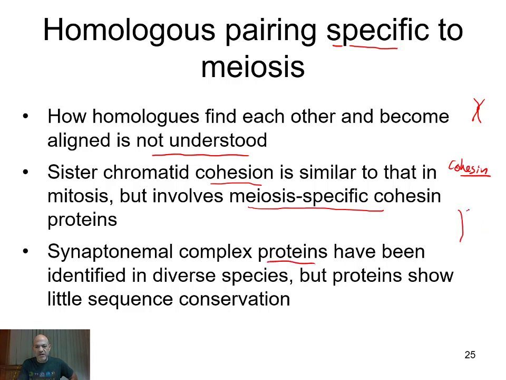So here you have your homologous pairs finding each other. They're actually going to have proteins that help hold them together, and those proteins are the synaptonemal complex proteins. They've been identified in diverse species, and they do show a little sequence conservation.